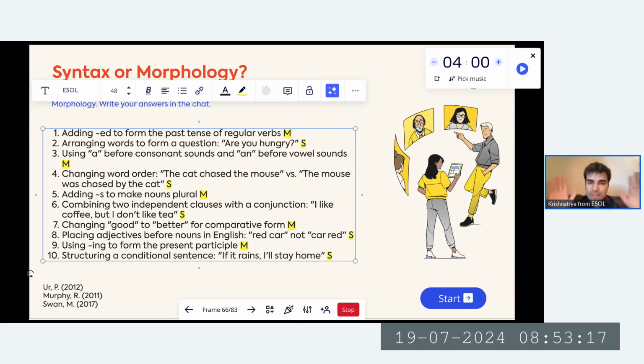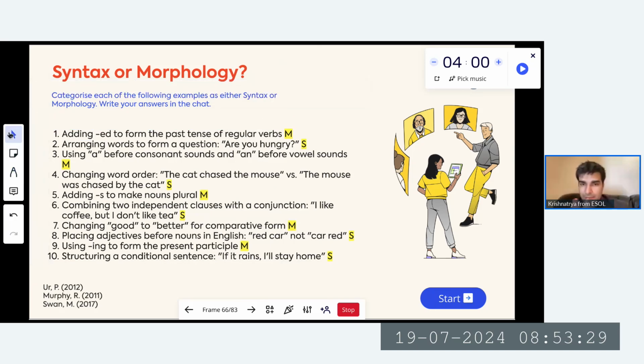So I hope, itna ho gaya hai. I hope you understand syntax ka kya matlab hota hai and morphology ka kya matlab hota hai. Now there's something very important to understand. Dhyan se suno. As a teacher, as a linguist, it is very important and it's your responsibility to help your students understand the syntax of a word and the morphology of a word.